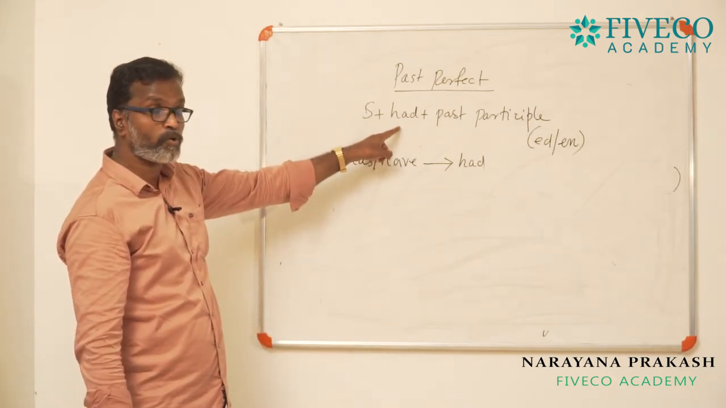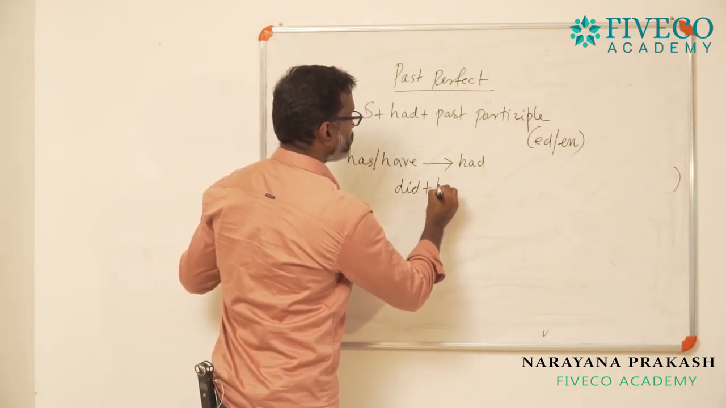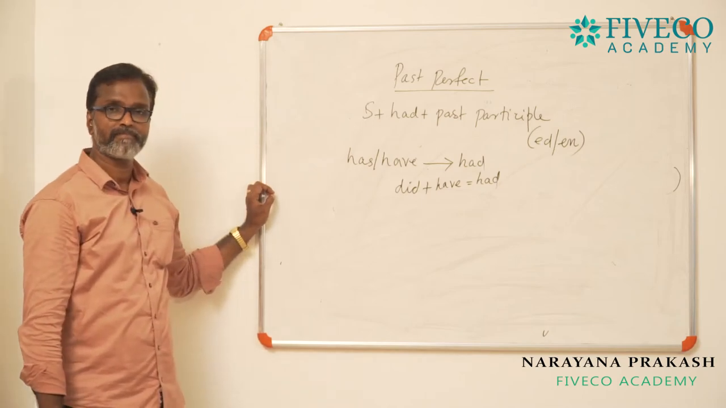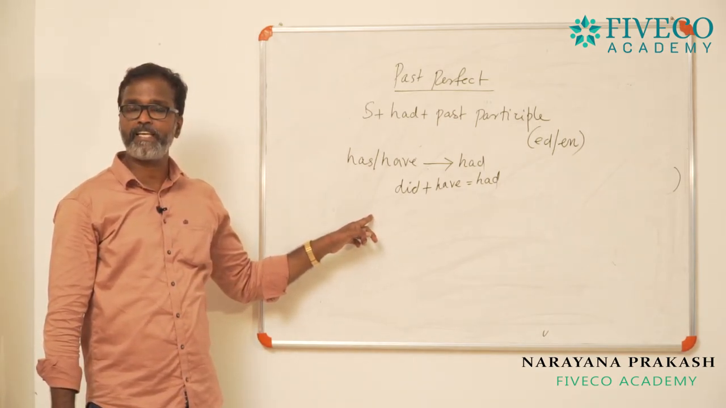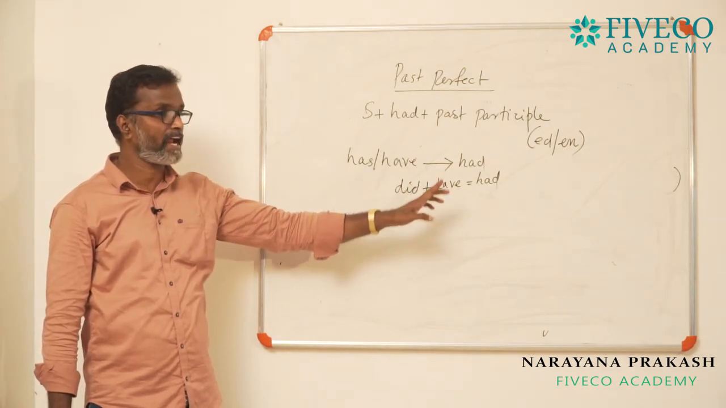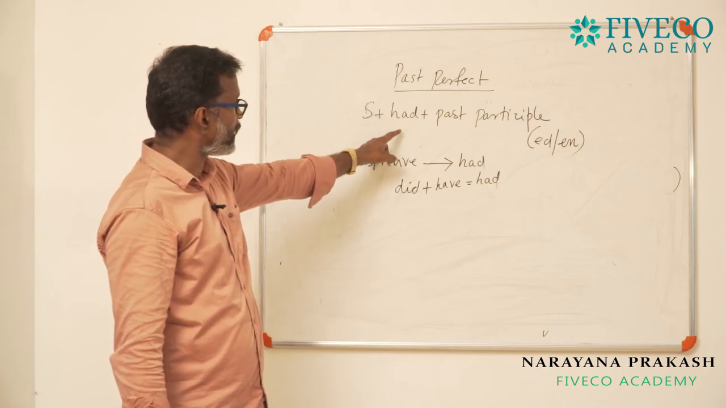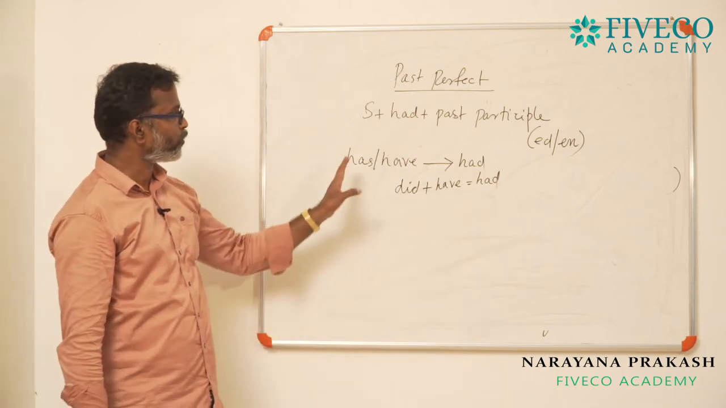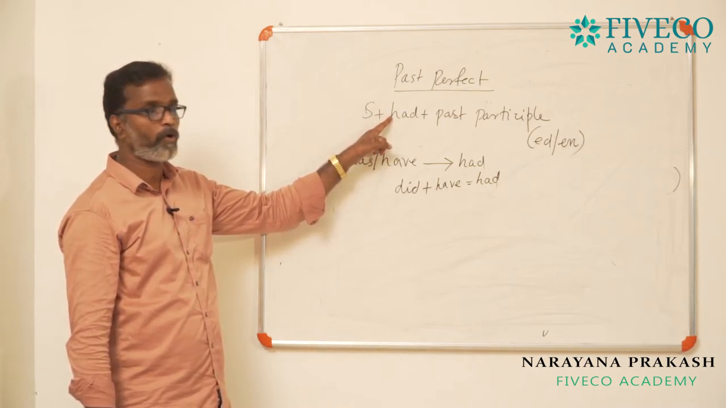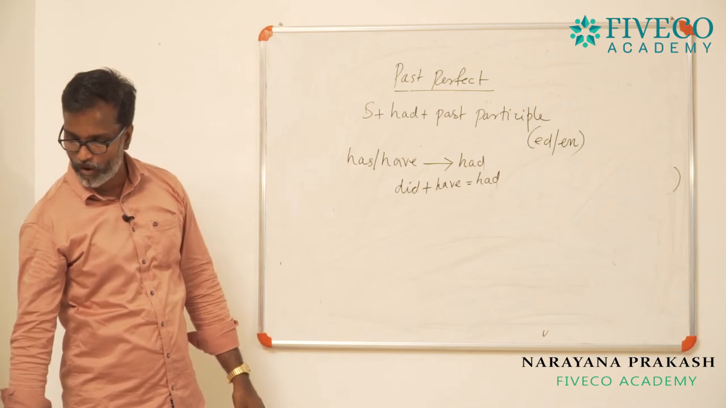And "had" has got another equivalent, that is "did plus have". Did plus have is equal to had. If you see in any sentence the expression "did have", it means "had". Subject plus had plus past participle. I already explained what a subject is, and after the subject you can use "had", the only auxiliary verb in past perfect. And next one, past participle, the ED or EN form of the verb.